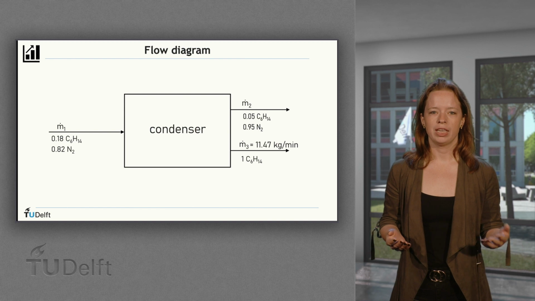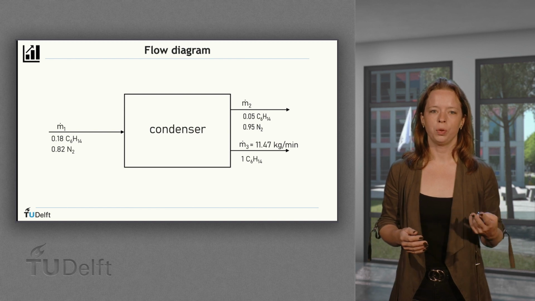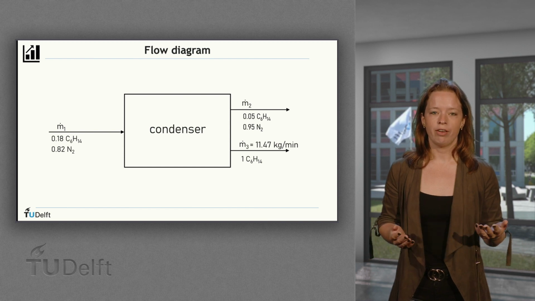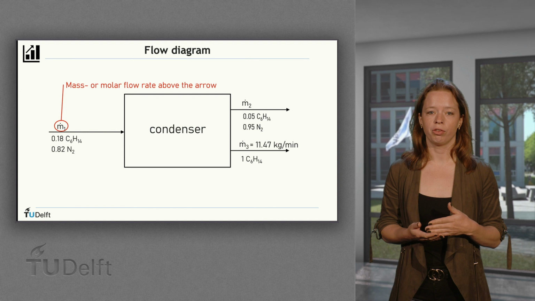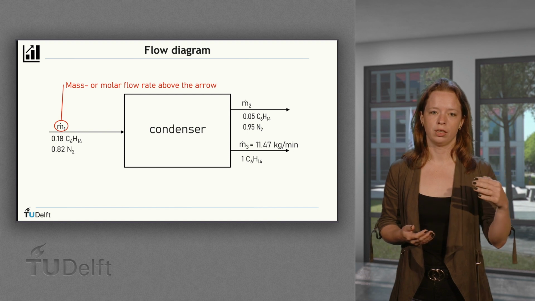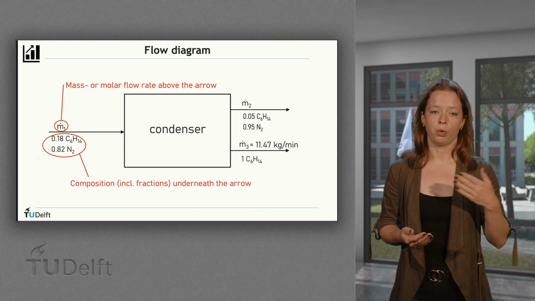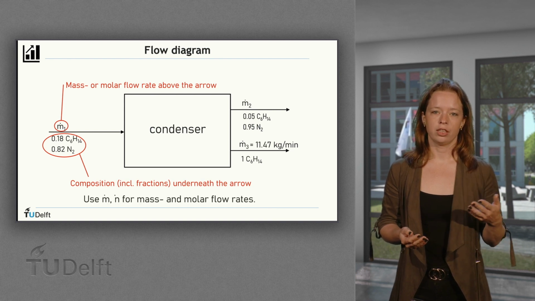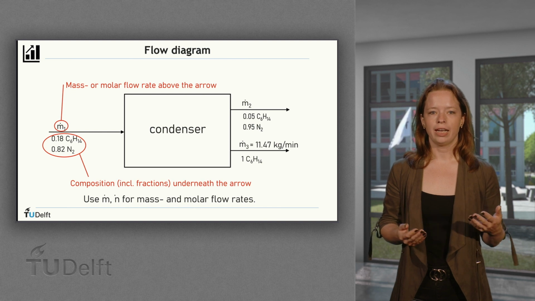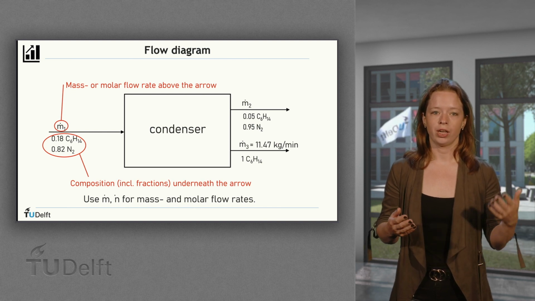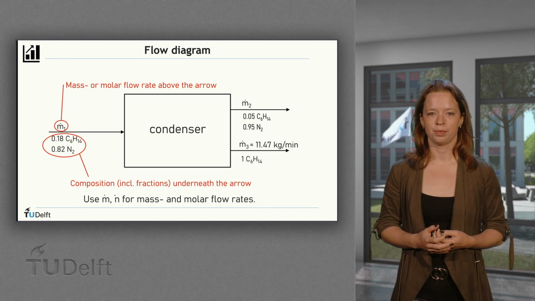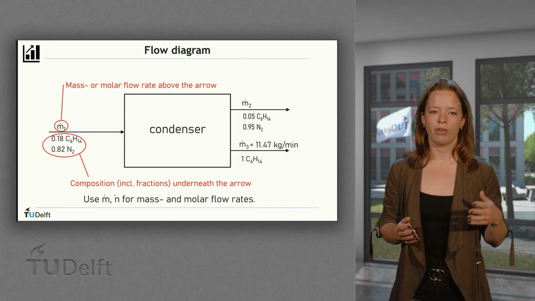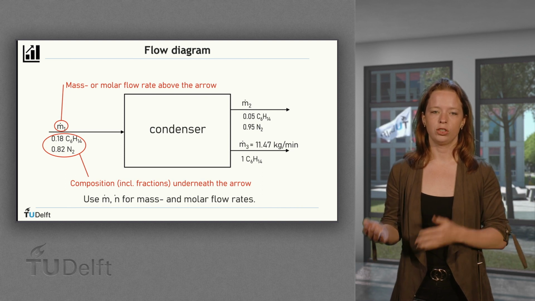From this flow diagram, it's very easy to see that we have two unknown quantities in this process, M1 and M2. And remember to always write the mass or molar flow rate above the arrow, the composition of the flow underneath the arrow, and we place a dot on top of the M or N to indicate that we're talking about flow rates, so a process that is continuously flowing. So far, we haven't really done anything very complicated. We've only translated the process description into a flow diagram.